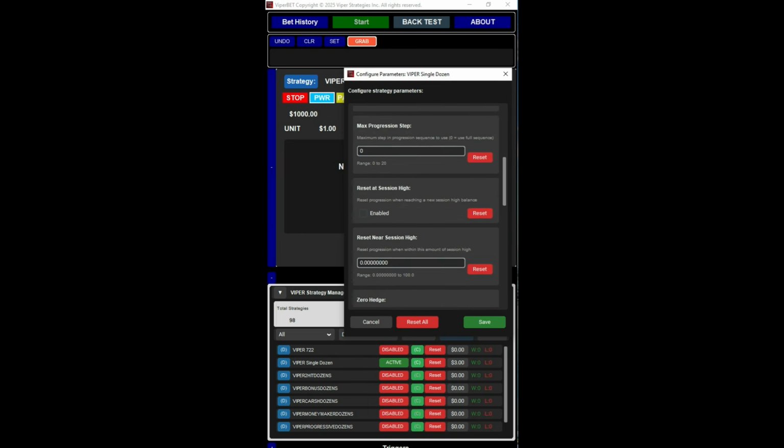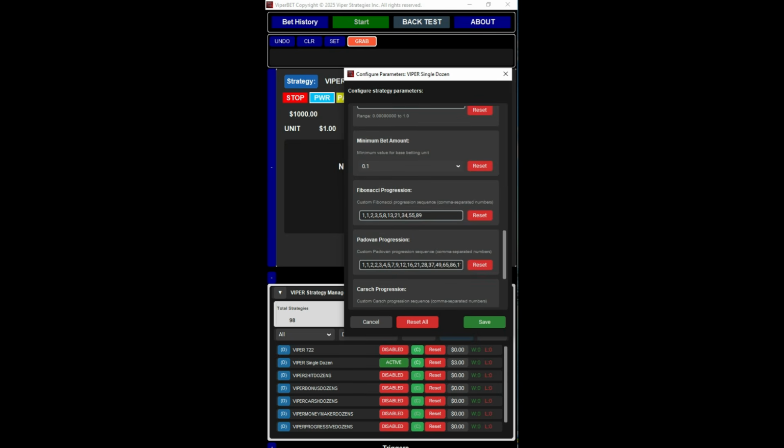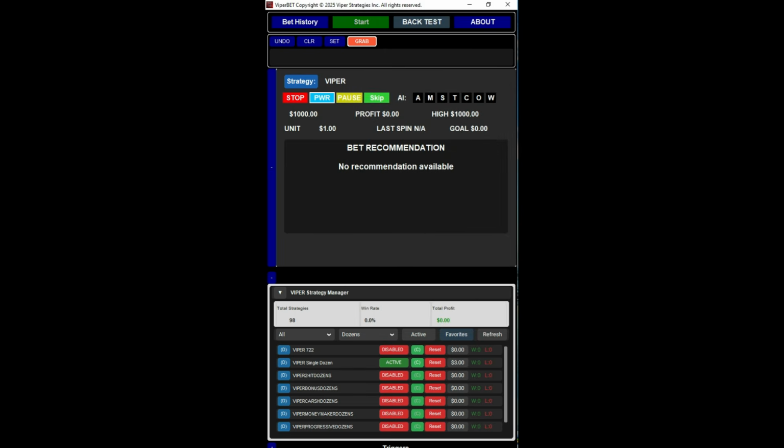Fibonacci, I think we have a stop on Fibonacci. Yeah, so we don't go to 144 next. Let's go ahead and add the 144. That'll be the stopping point. So if it doesn't hit within this progression, it just resets. So let's add that 144 there.